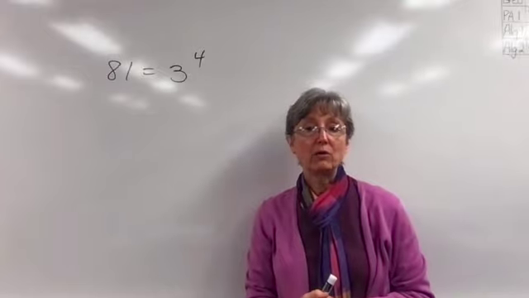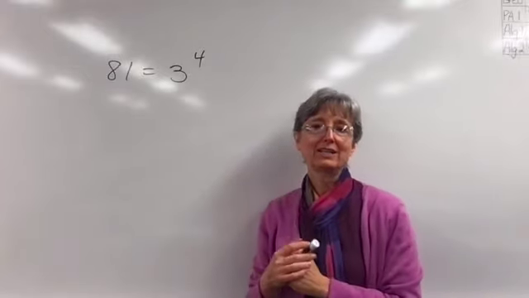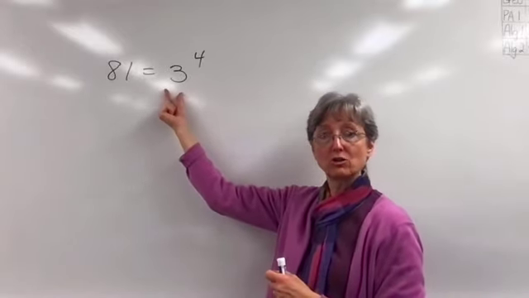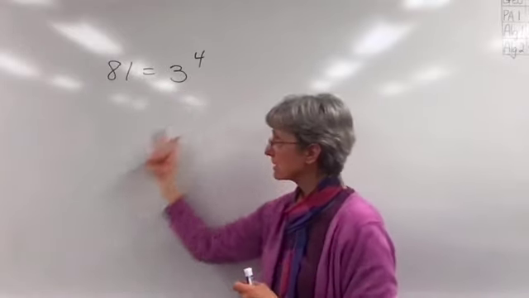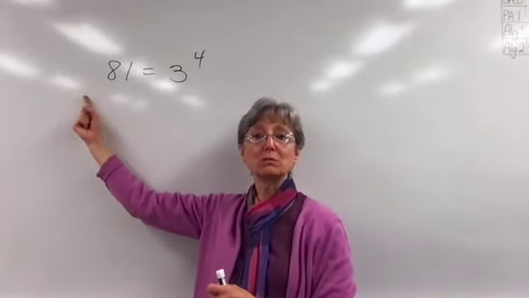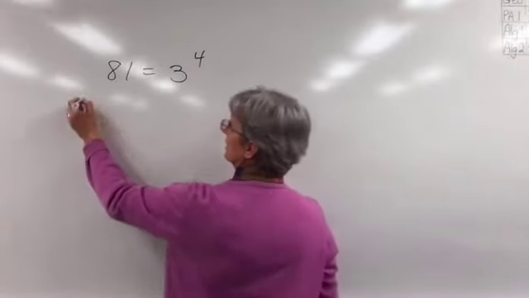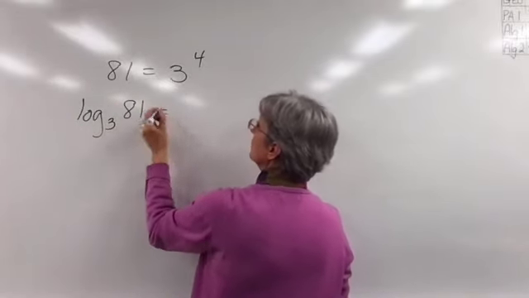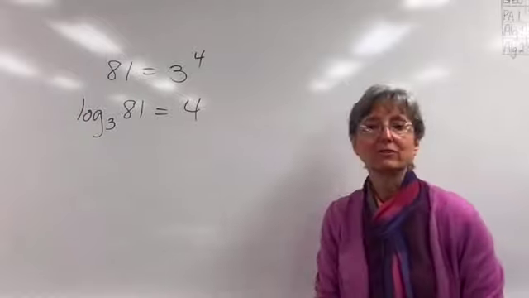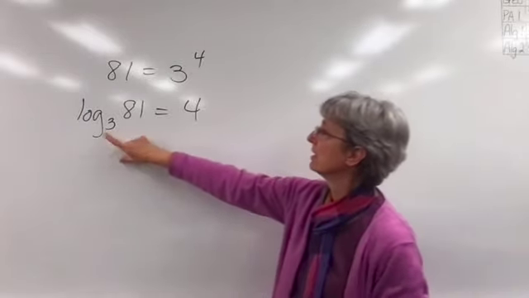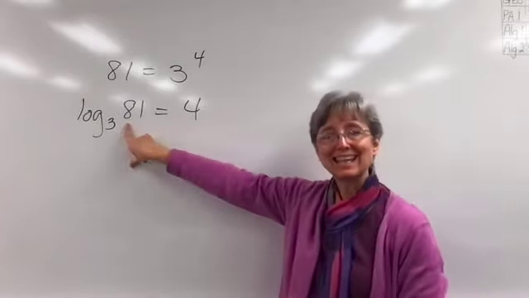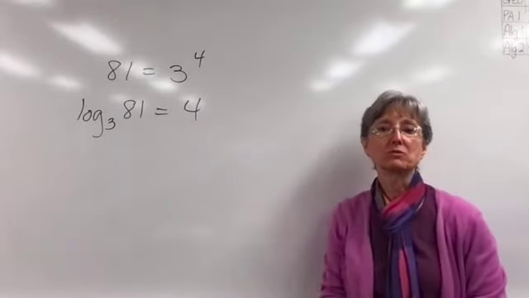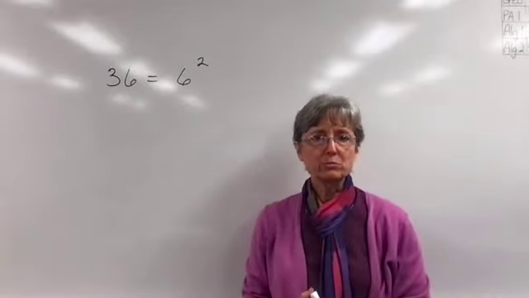81 is 3 to the power of 4, isn't it? What would this look like written as a logarithm? Lasso that base with your log and sling it over to the other side. So it's going to be a base below 81. Log base 3 of 81 equals, and my 4 is left there. 3 to the power of 4 is 81. 3 to what power is 81? The answer is 4.